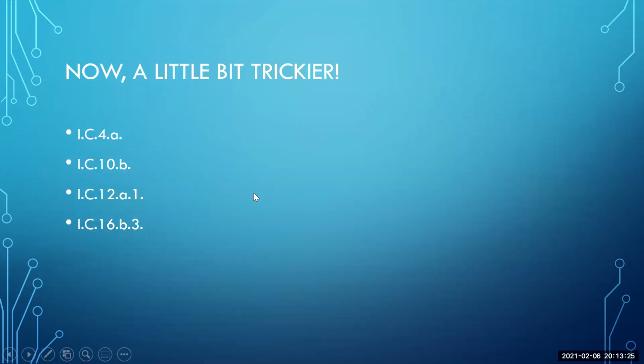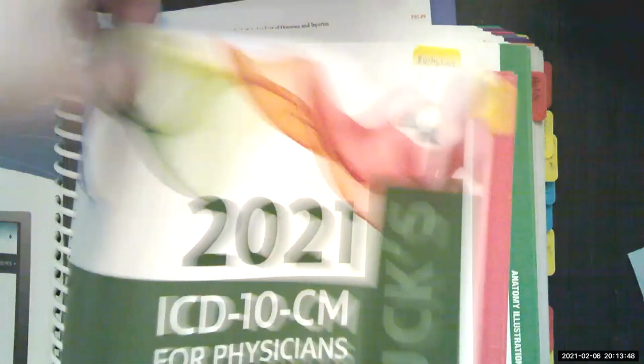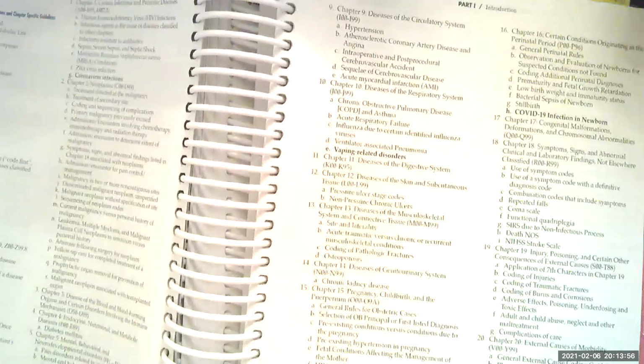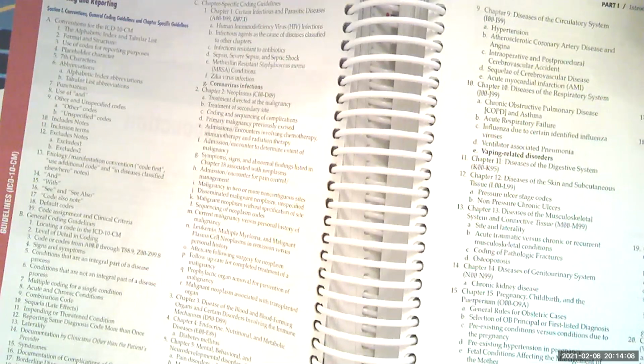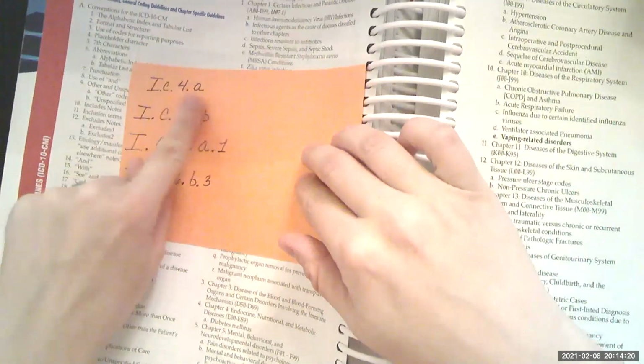Okay, now we're going to do a few of those, and I'm going to switch back to the document camera so I can show you in the actual book. We're going to go to the guidelines section. Again, that starts on page 1. Let's see the references I gave you. The first one I talked about was 1C4A. Let's see if we can find that.